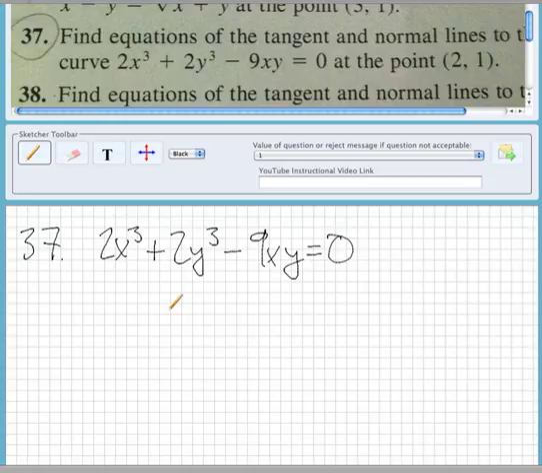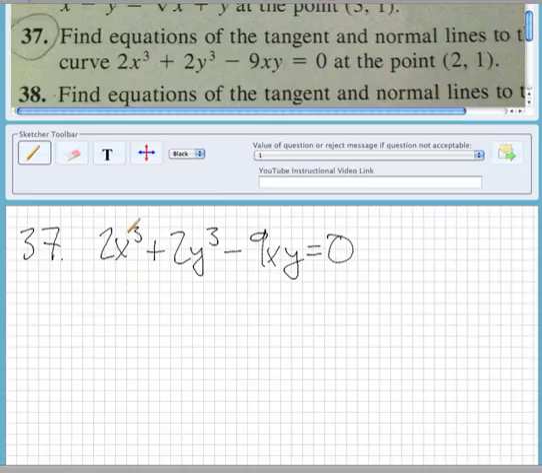So, we are trying to find the tangent line and the normal line to this curve right here that they give us. To do this, we're going to have to use implicit differentiation, and we're going to do that with respect to x. So we're going to take the derivative of both sides with respect to x.